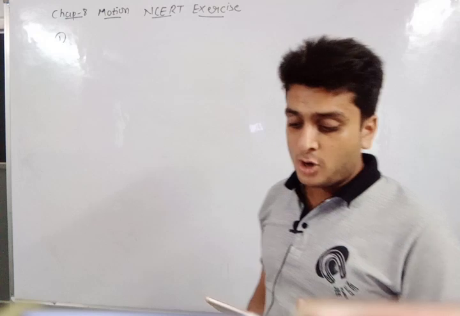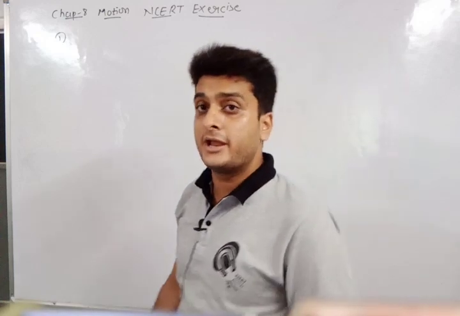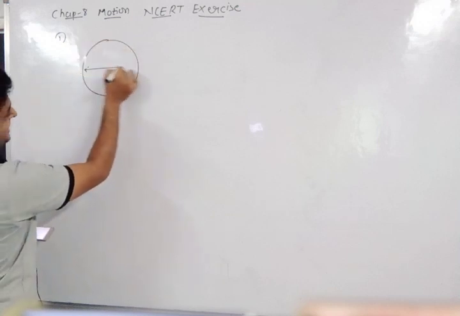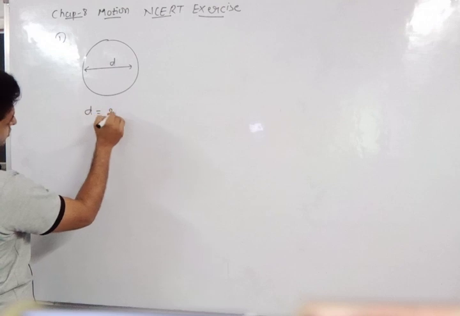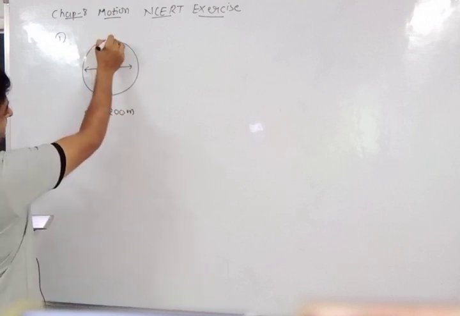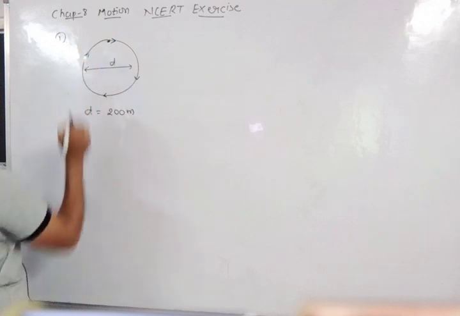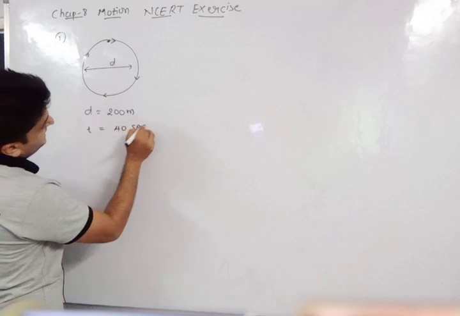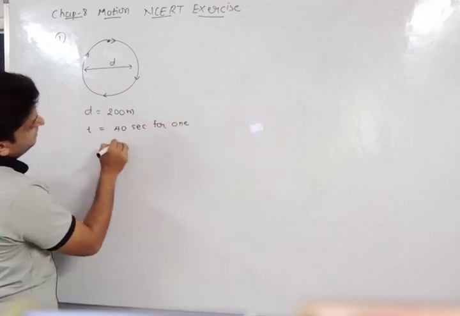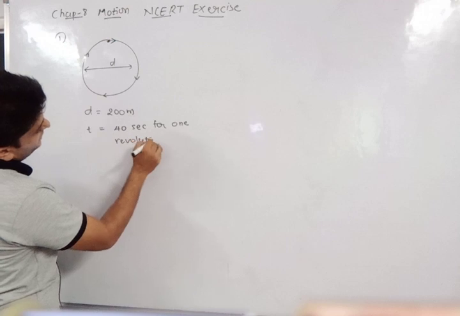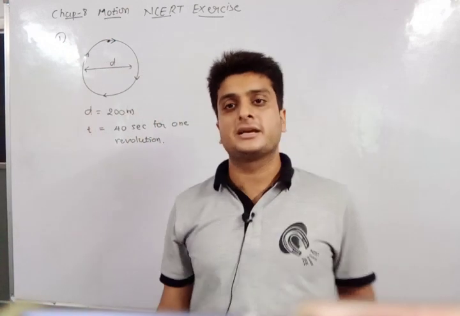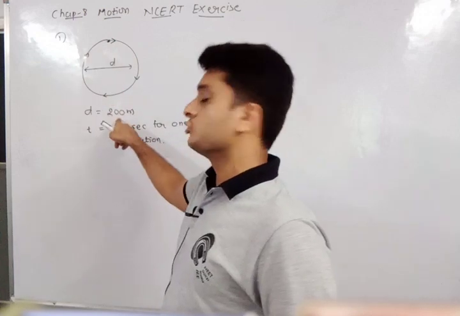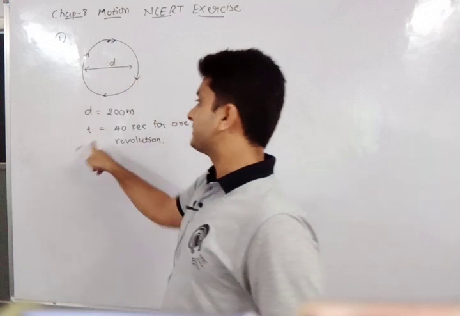a circular track of diameter 200 meter in 40 seconds. So there is a circular track and this track has the diameter equal to 200 meter. The athlete completes one round on this circular track in 40 seconds. So it is given that time is equal to 40 seconds for one revolution. The athlete will take 40 seconds to complete one revolution on this circle. So the diameter is given, that is 200 meter, and the time t is given as 40 seconds.